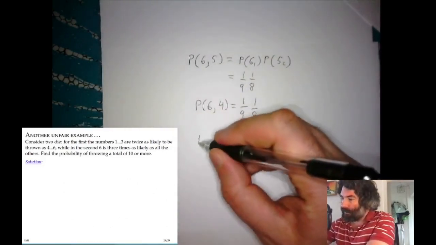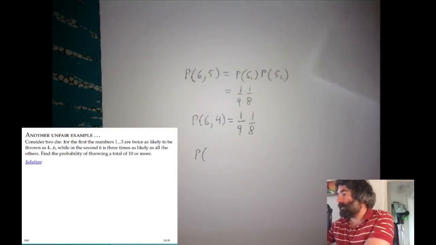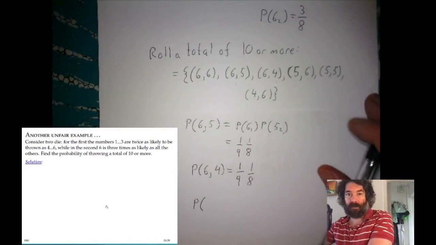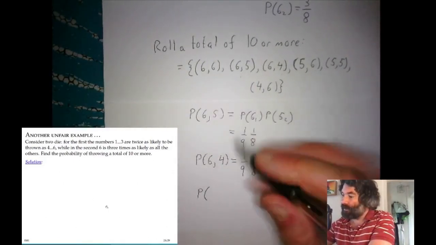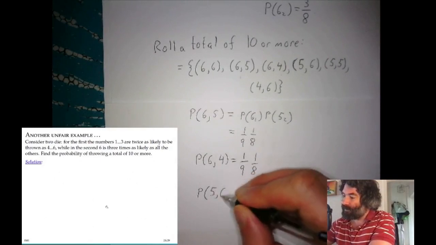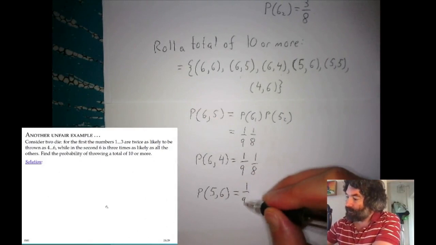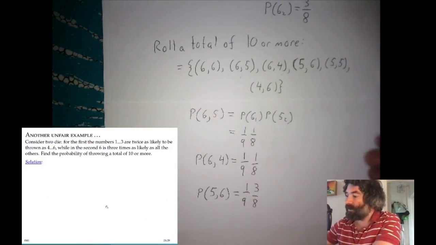Now the probability of rolling the next one, maybe I should keep that here so you can see. Here is the entire event. So we've calculated these three. Now this one, probability of 5 on the first one, 6 on the second one. So 5 on the first one was 1/9. 6 on the second was 3/8. So 1/9 times 3/8.